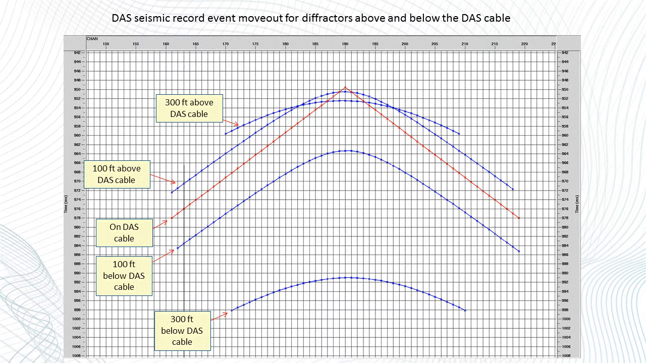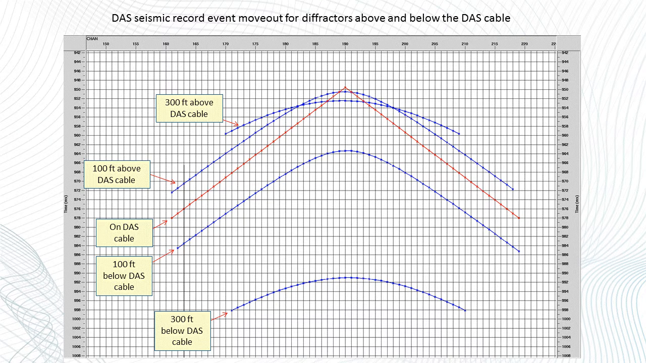Here's a picture of some model diffraction travel times that we would see on a horizontal DAS cable with a rock velocity of 13,000 feet per second. The vertical axis is time in milliseconds, and the horizontal axis shows data trace locations or data channels that were 13.2 feet apart on the DAS cable.